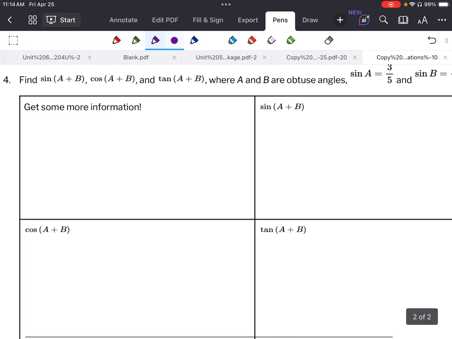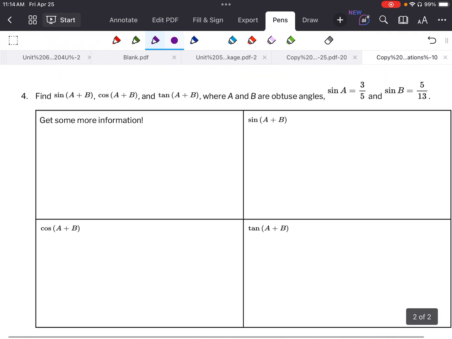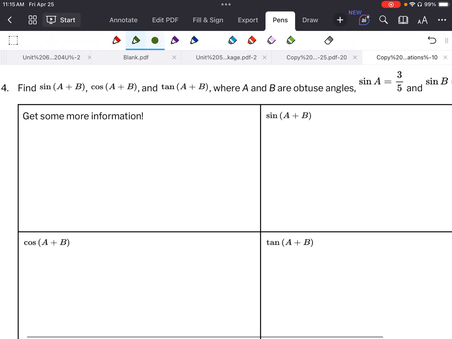Okay, one more. This one takes a bit of time. Find the sine of a plus b, cos of a plus b, and tan of a plus b, where a and b are obtuse angles. And we know that sine a is 3 over 5, and sine b is 5 over 13. Okay, so we're going to work with two parts here.